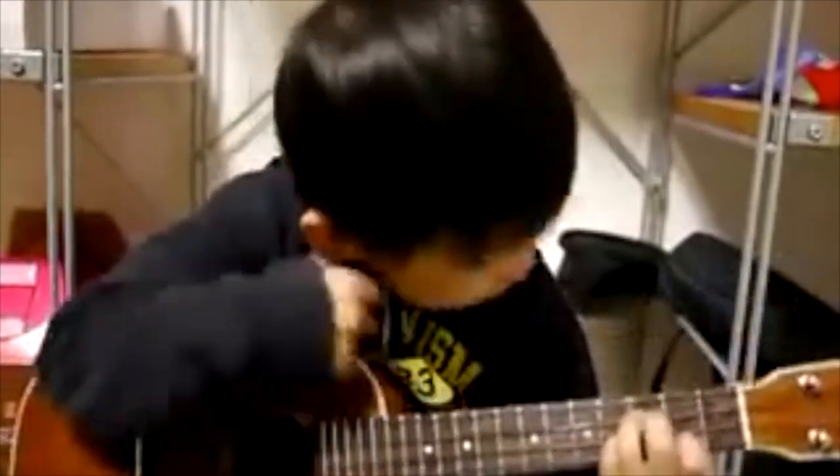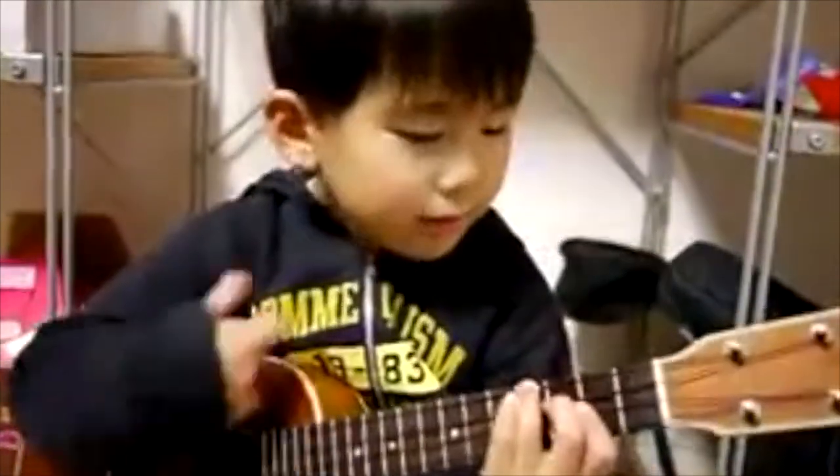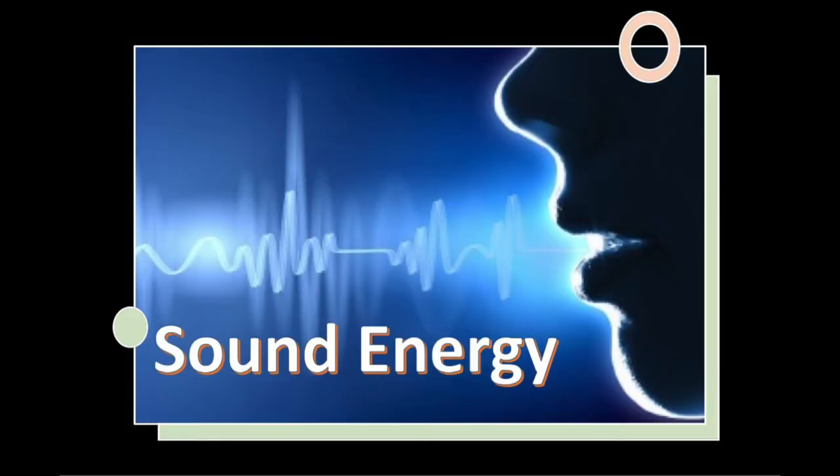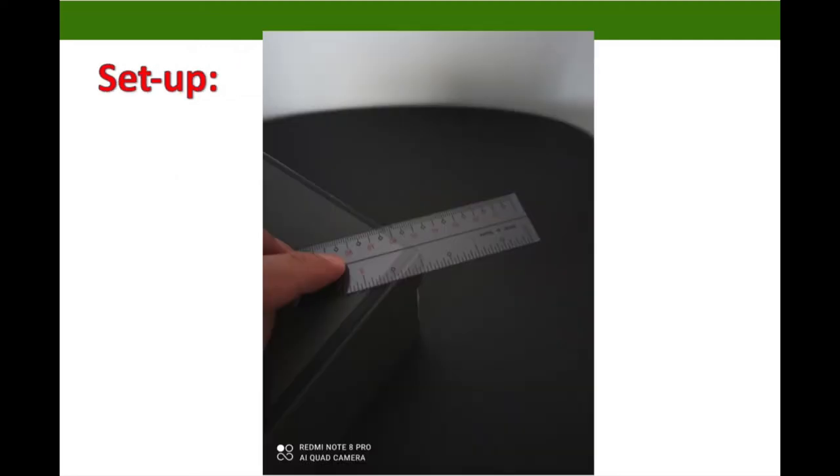Get a guitar and move your fingers across the string. What is produced? For our next activity, we are going to demonstrate how sound is produced. We are going to use a ruler, and now watch this video.